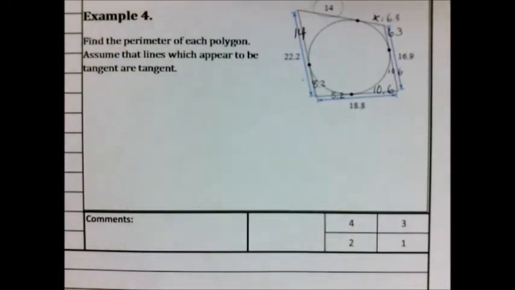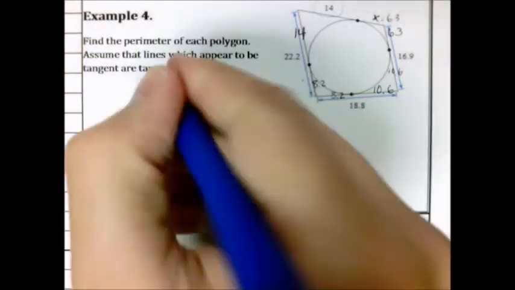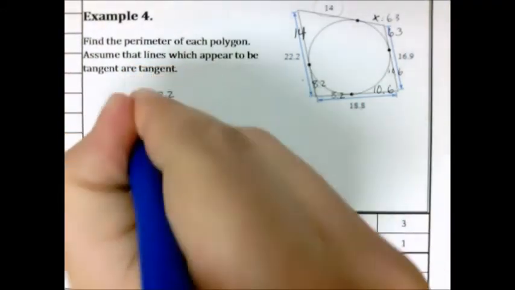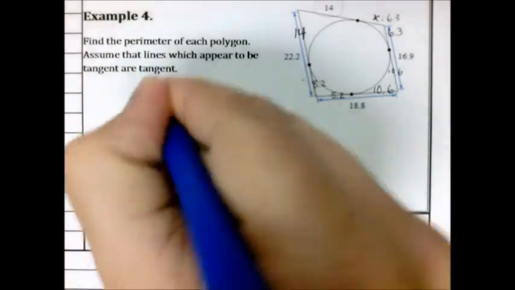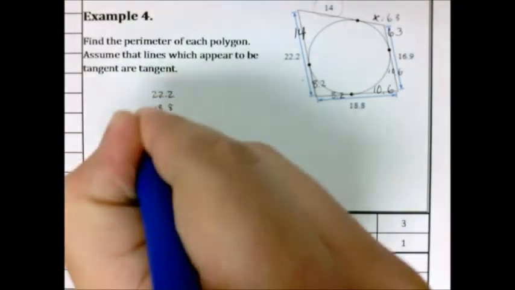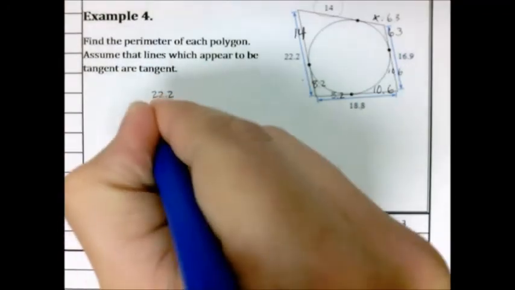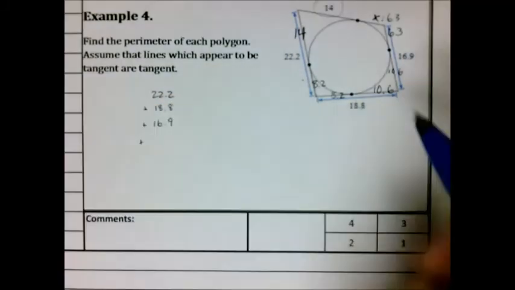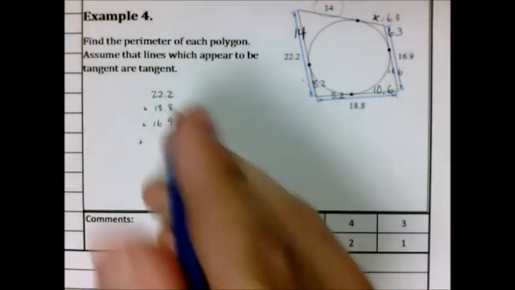Now we can just add all of this stuff together to figure out what our perimeter is. We're going to have 22.2 plus 18.8 plus 16.9 plus 14 plus 6.3 is 20.3, plus 20.3.